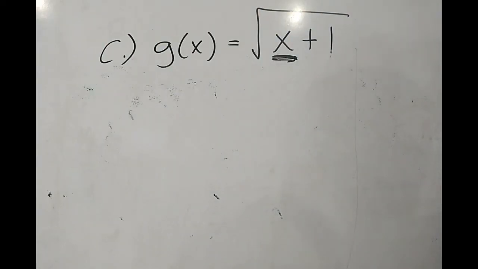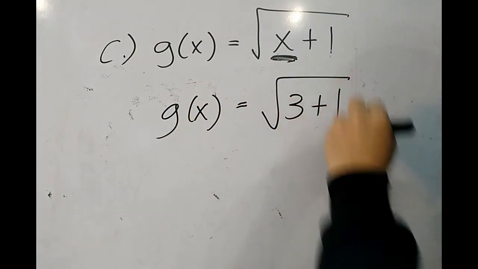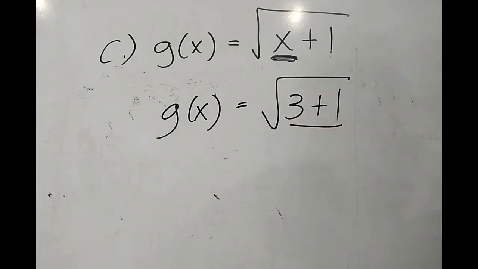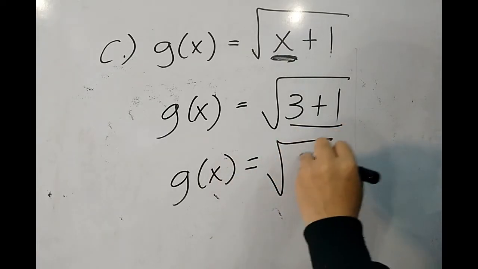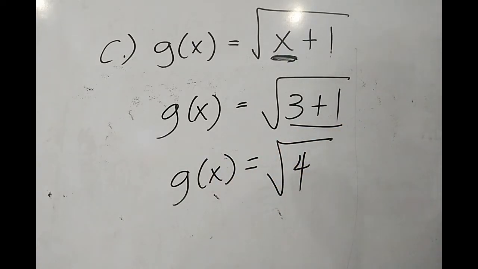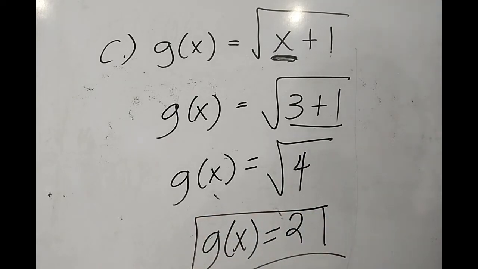Now we have g of x is equal to the square root of x plus 1. Same procedure, palitan po natin yung x ng 3. And that gives us g of x is equal to the square root of 3 plus 1. I-solve po muna natin yung mga numbers sa loob ng radical sign. And that gives us g of x is equal to the square root of 4 because 3 plus 1 is 4. What is the square root of 4? The square root of 4 is 2. Which means the value of g of x is equal to the square root of x plus 1 when x is equal to 3 is 2. Easy.